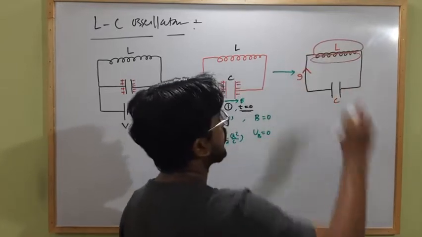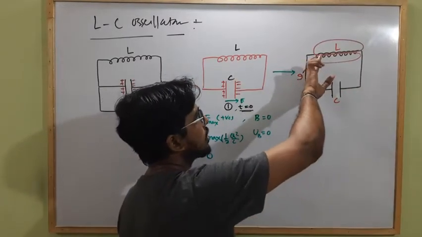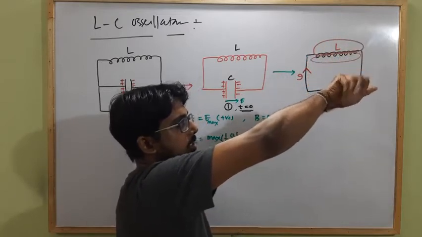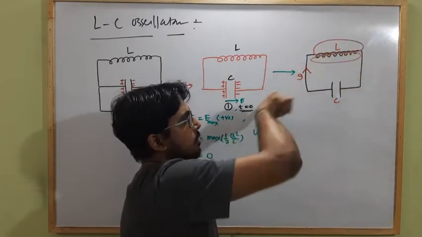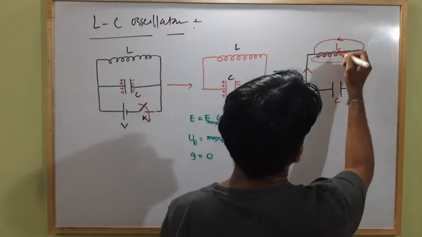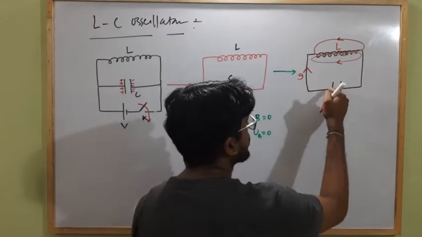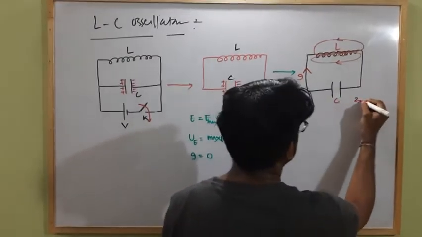Okay, so as the current flows through the coil in the clockwise direction, let the direction of the current be like this at this end of the coil. So the magnetic field direction will be along this direction. Okay, so this will be situation number 2.